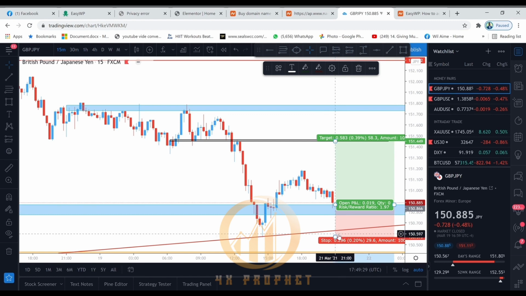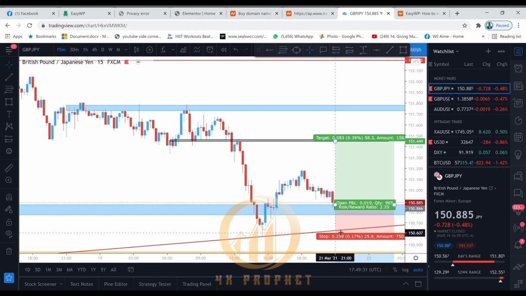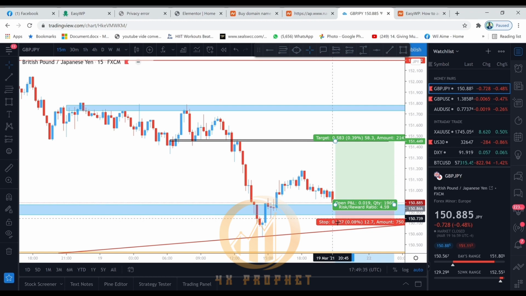I'm going to use a 15 pip stop loss, right? It's going to be right under my box. Oh wow, don't even have to be 15 pips. I'm going to do 12 pips. I would use a 12 pip stop loss right under my 1 hour support zone.